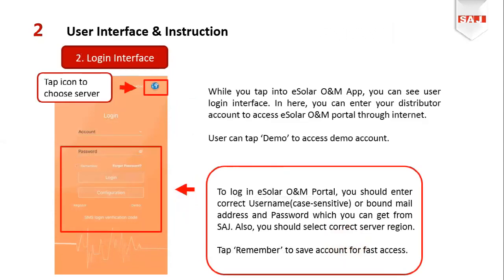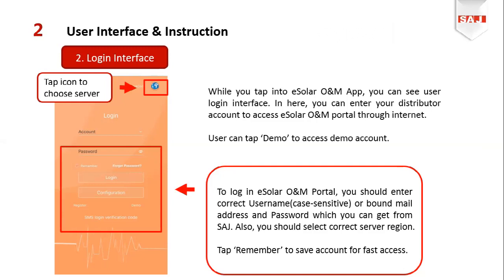Now we have finished the installation of the eSolar OM application. First of all, tap the icon to choose the server, the overseas server. And when you tap into the eSolar OM application, you can see the user login interface first. Here, you can enter your distributor account or installer account to access the eSolar OM portal through the internet. Users can tap demonstration to access a demo account.